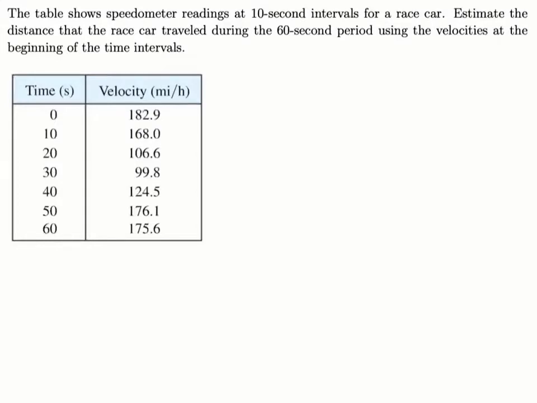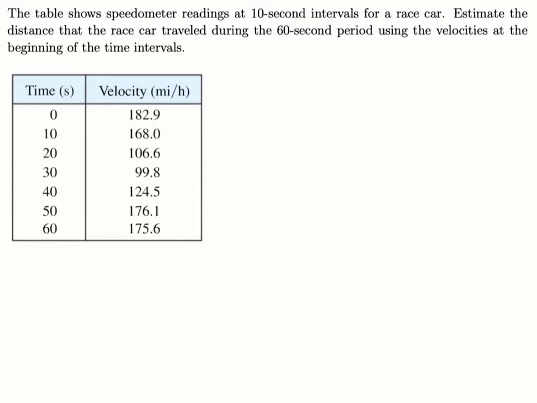Welcome back. In this problem, we're given a table, and the table shows speedometer readings at 10-second intervals for a race car. So, for example, at time 0 seconds, the speedometer reading was 182 miles per hour. At exactly 10 seconds, the velocity was 168 miles per hour. So these aren't the velocities during the entire 10-second interval.